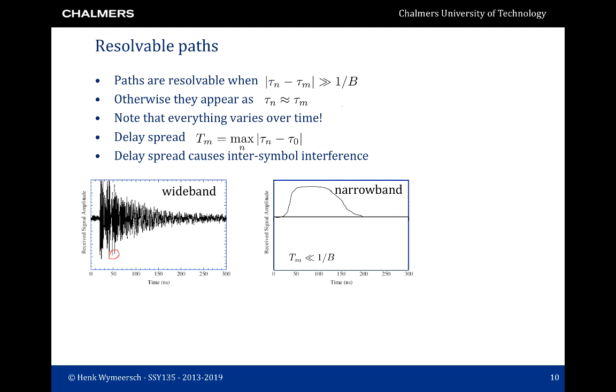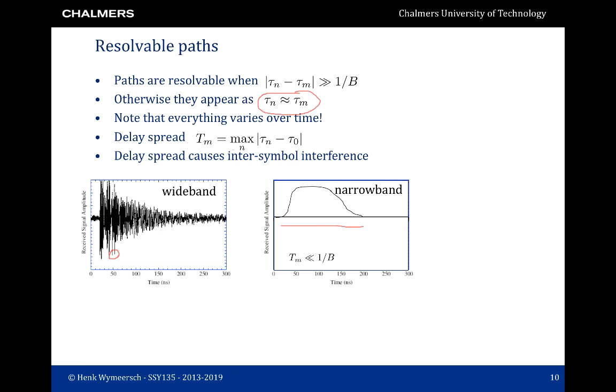If the bandwidth is very small, then the paths will appear as arriving at the same time approximately. So when I communicate with a small bandwidth over the same physical channel as on the left side, I would see something as shown here. So even though the channel has many paths, they all arrive at the receiver at the same time, because the resolution of the receiver is so bad, because its bandwidth is so low.